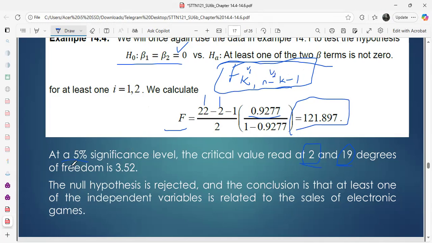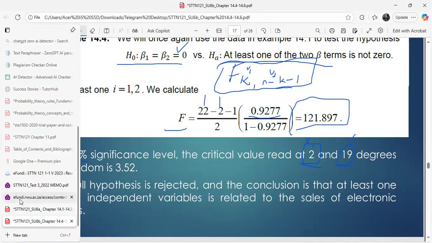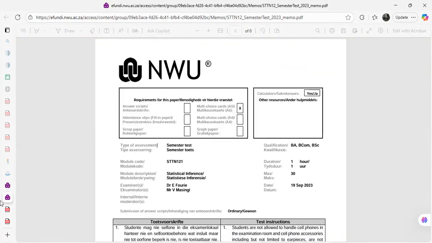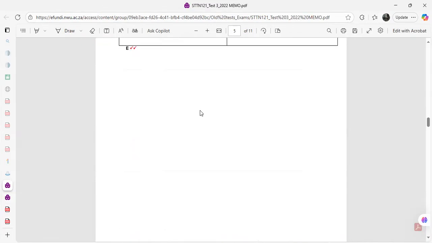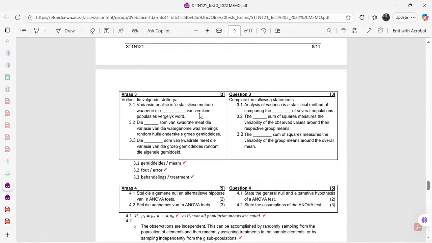But don't forget, you are given the level of significance as 0.05. This is K, you know how they got K. I think I explained it. It was 2. This one, we said 22 minus 2 minus 1, which is 19. Now we have V1 of 2, V2 of 19. So now we're going to use the table method here. Where is the table? Let's check if we're given the table.